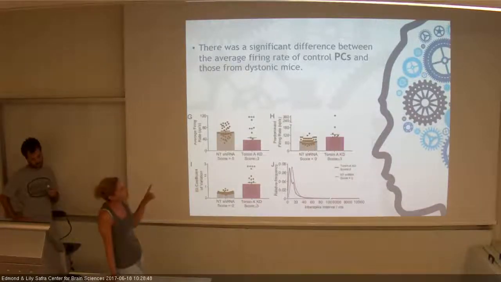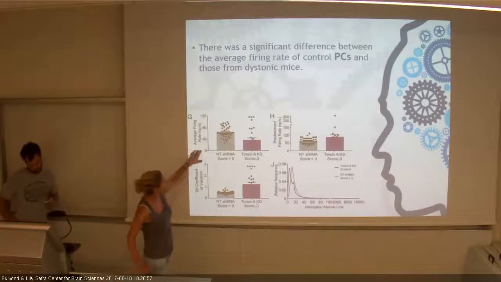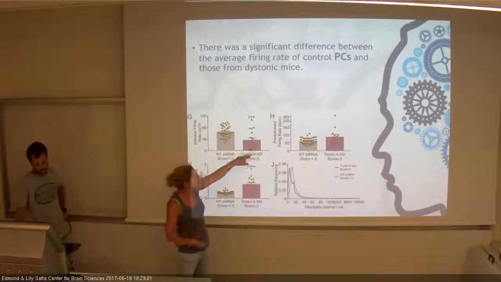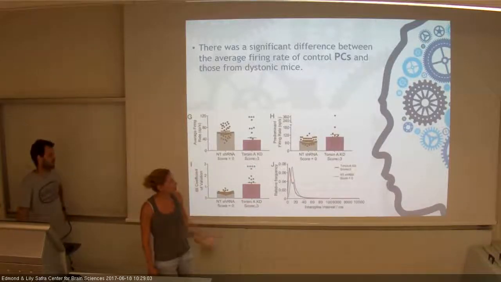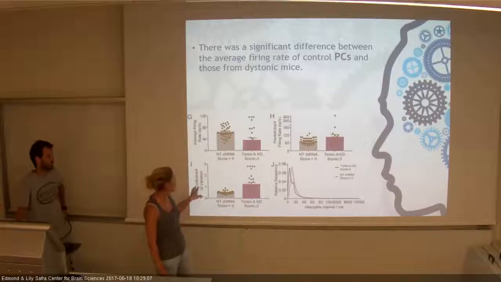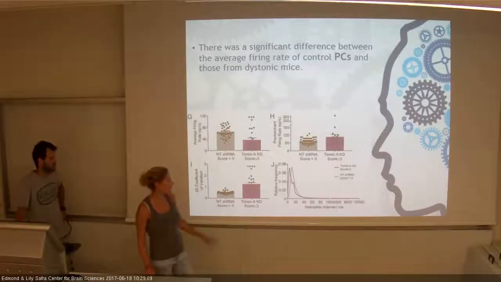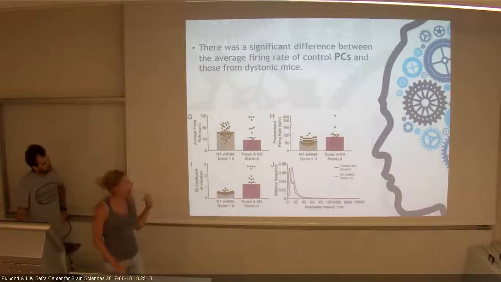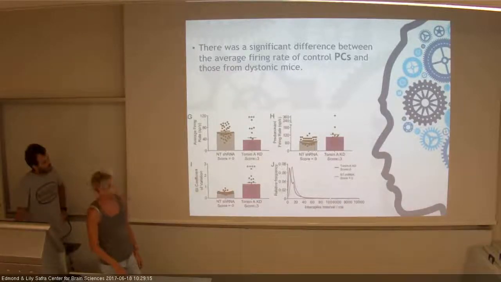So, as I told you, they checked both the DCN and the Purkinje cells, and they found that here as well the average firing rate is decreased in the Purkinje cells, and that the coefficient of variation of the interspike interval is increased, like they found in the deep cerebellar nuclei.